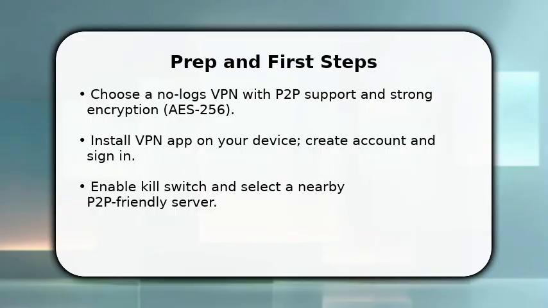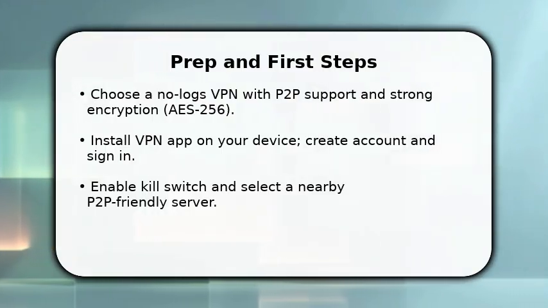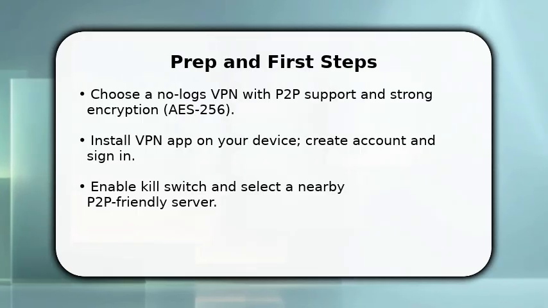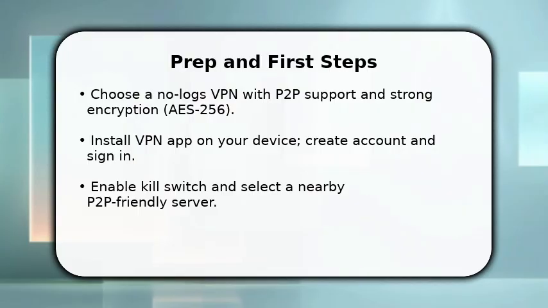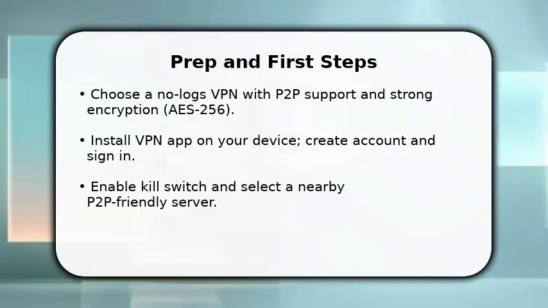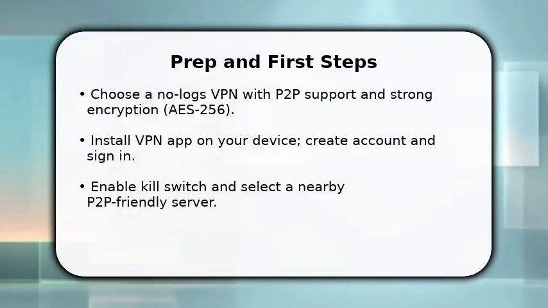You start by picking a no-logs VPN that explicitly allows P2P traffic and uses AES 256 encryption. This protects your transfers. Once installed, sign into the app and confirm your subscription is active. Enable the kill switch to block internet if the VPN drops, and then pick a nearby server marked for torrenting to reduce latency. This balances speed and privacy.